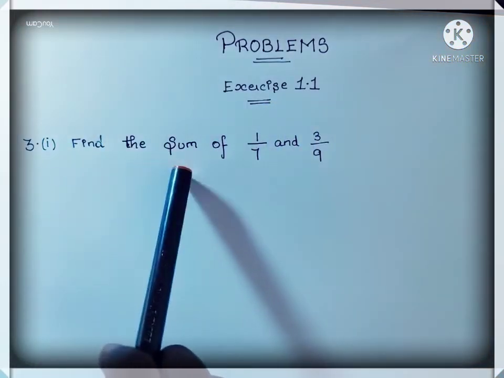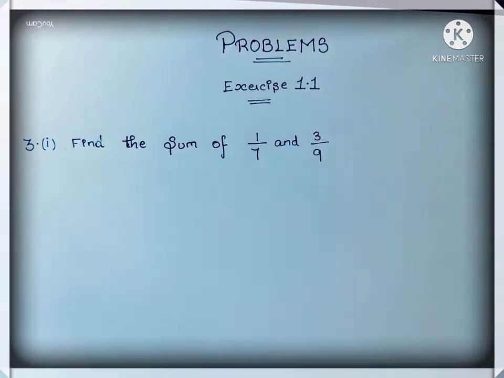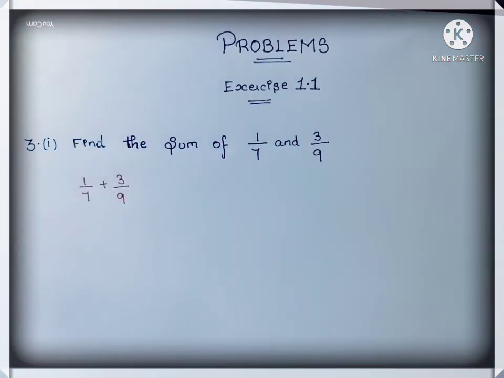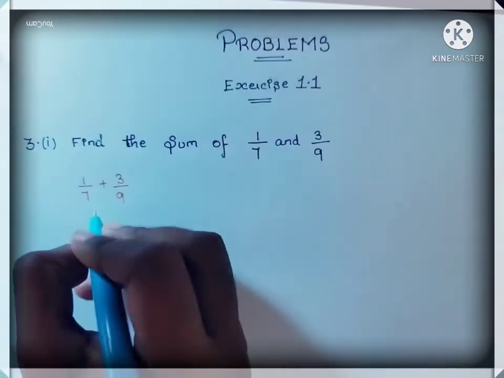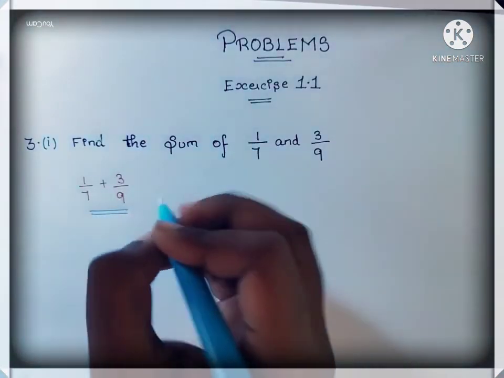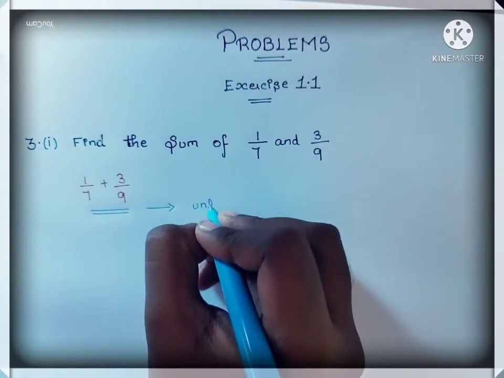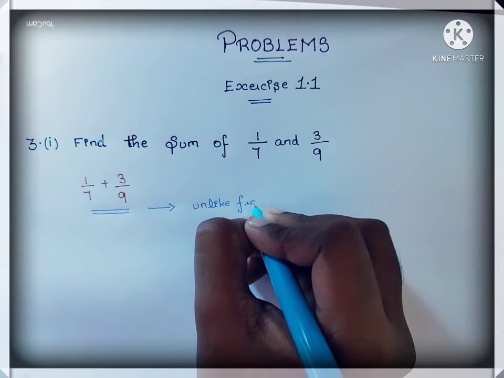Now all of you take your textbooks, turn to exercise 1.1 and take the third sum's first subdivision. Find the sum of 1 by 7 and 3 by 9. To find their sum, we have to add these two fractions, that is 1 by 7 plus 3 by 9. How will we add this? These two fractions have different denominators, so they are unlike fractions as we have learned before.